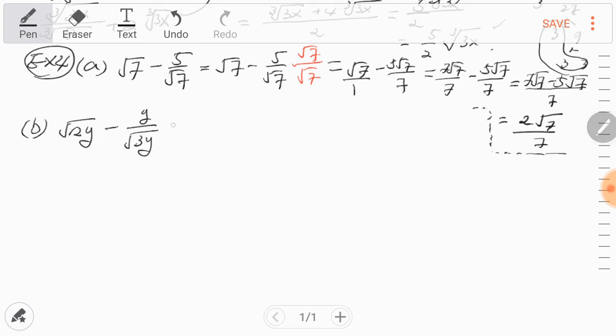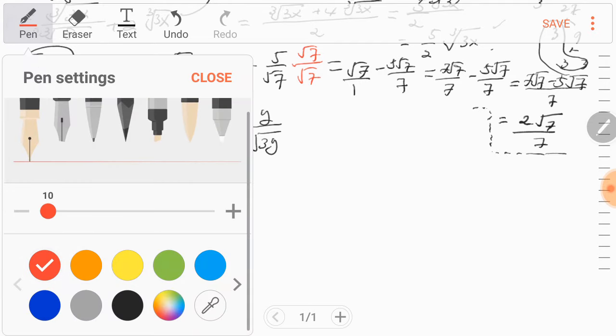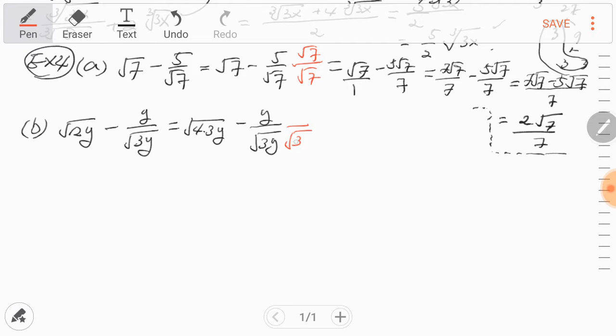Okay, next. Okay, 12y. 12y is 4 times 3y. And then the second term is, we gotta multiply both top and bottom by square root of 3y. Then square root of 4 becomes 2 square root of 3y minus the numerator, y times square root of 3y. The denominator is just 3y. And then as you can see here, we can reduce y.